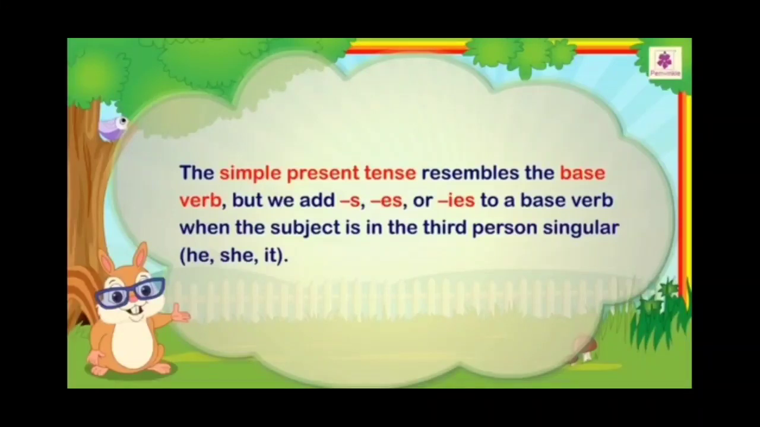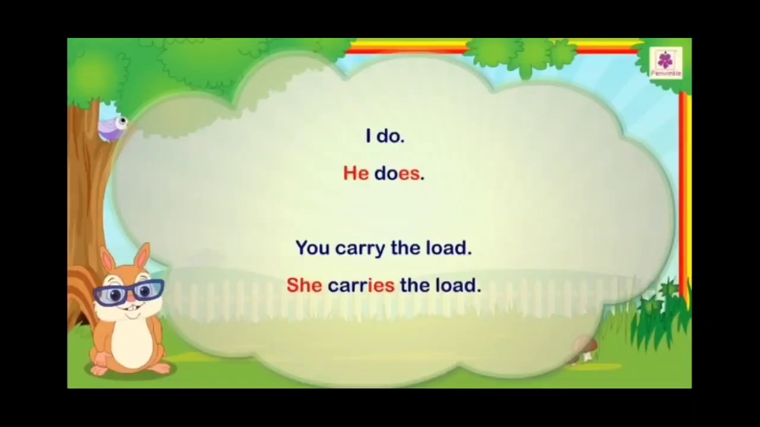Okay, let's move on. Now we will know more about simple present tense. The simple present tense resembles the base verb, means V1, but we add S, ES or IES to a base verb when the subject is in the third person singular number. Like he, she, it. This is very important to remember. Earlier also I have discussed about it.